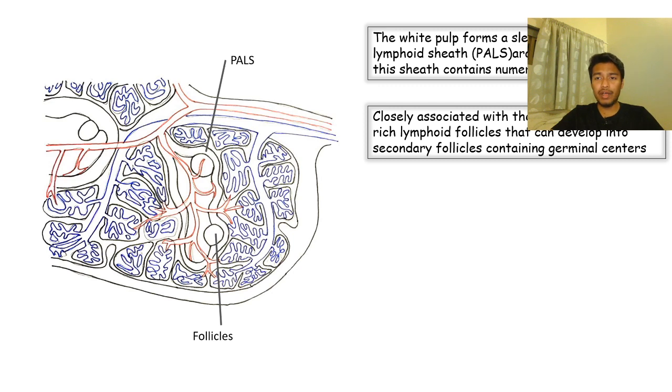So this white pulp, which is also known as the periarteriolar lymphoid sheath, is actually a residence for the T cell. Sometimes they might ask what is the residence of the T cell inside the spleen. Closely associated with this area, there are B cell rich lymphoid follicles also present in the spleen, just like we have seen inside the lymph node. Here you also have the same sort of follicles which form germinal centers.